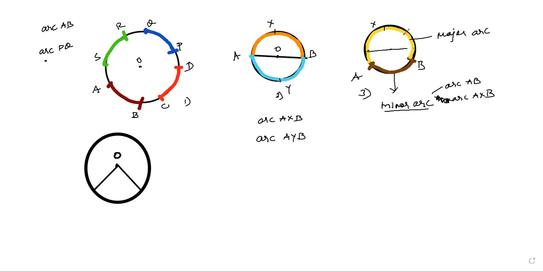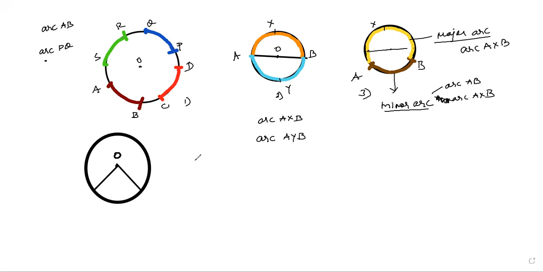Now, look at the yellow arc. Children, it's bigger than a semicircular arc. So this yellow arc is a major arc, and it has to be named with the help of three letters, like A, X, B. You cannot name a major arc with the help of two letters. Okay? After these three, I go ahead, children.